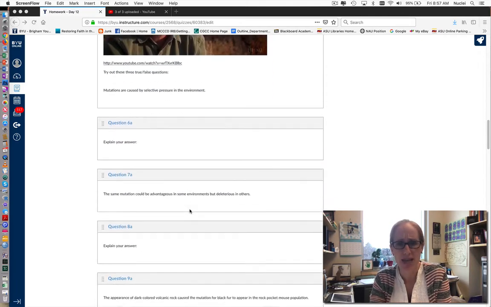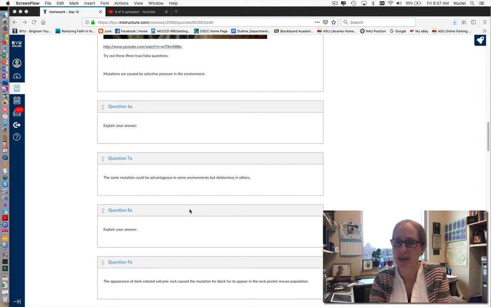The next one says that the same mutations could be advantageous in some environments and deleterious in another. And that's true, right? So if you look at those rock pocket mice, when they don't have a volcanic deposit, that particular black-coated mutation is very deleterious. But if they're living on a lava deposit, then that black mutation is very beneficial. So the mutations are random, but the effect of the mutation on their fitness changes depending on the environment.